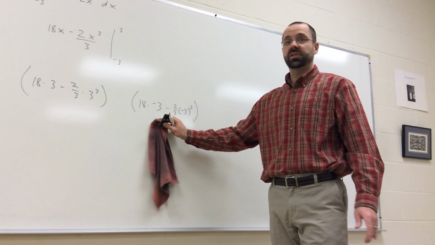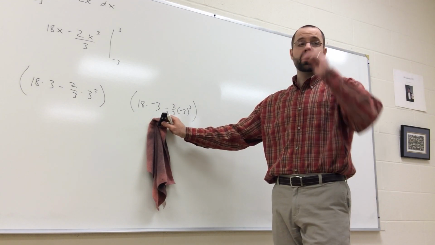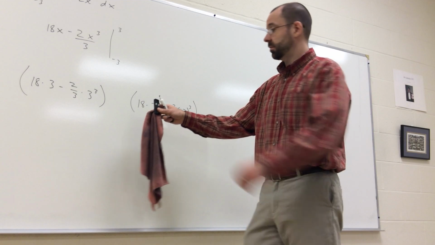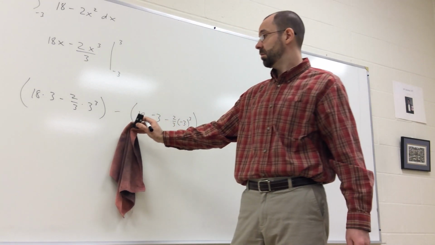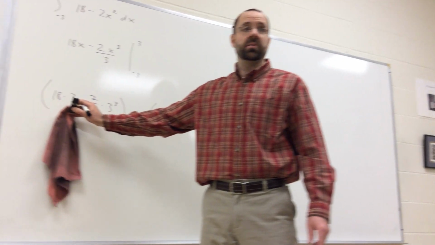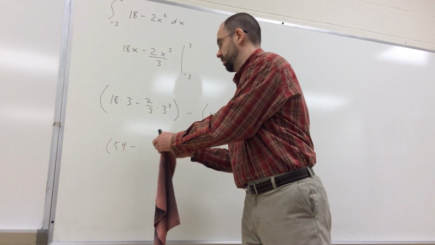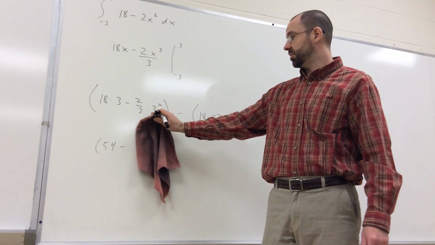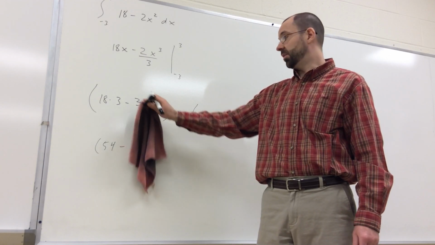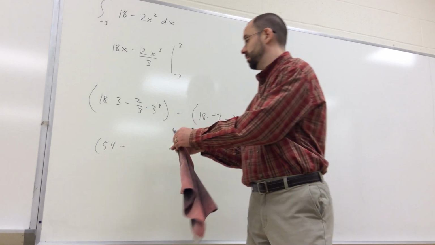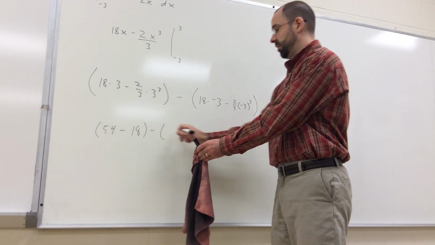So there's negative 3 plugged in. And then we're going to subtract. So 18 times 3 is 54. Right here, that's 27. Divided by 3 is 9. And then 2 times 9 is 18. This is negative 54.